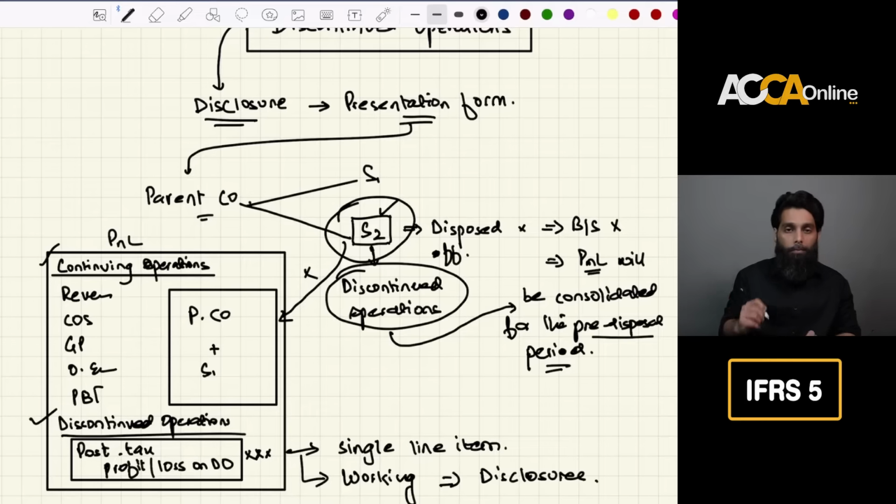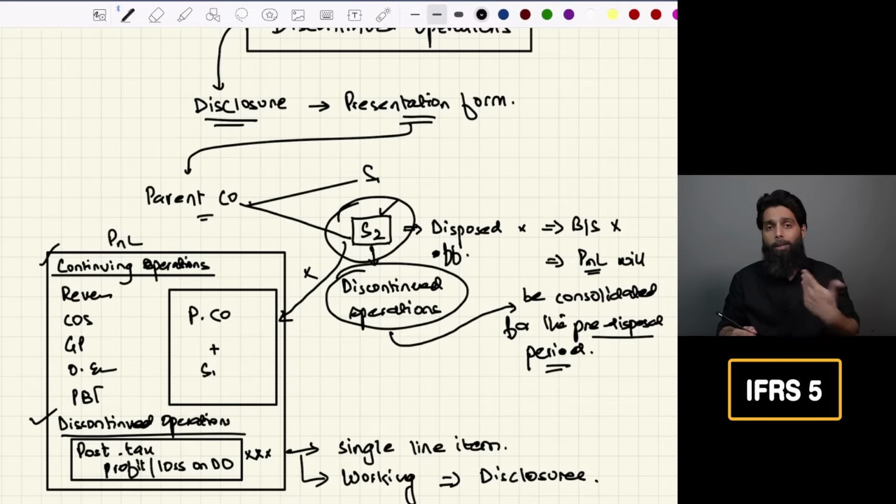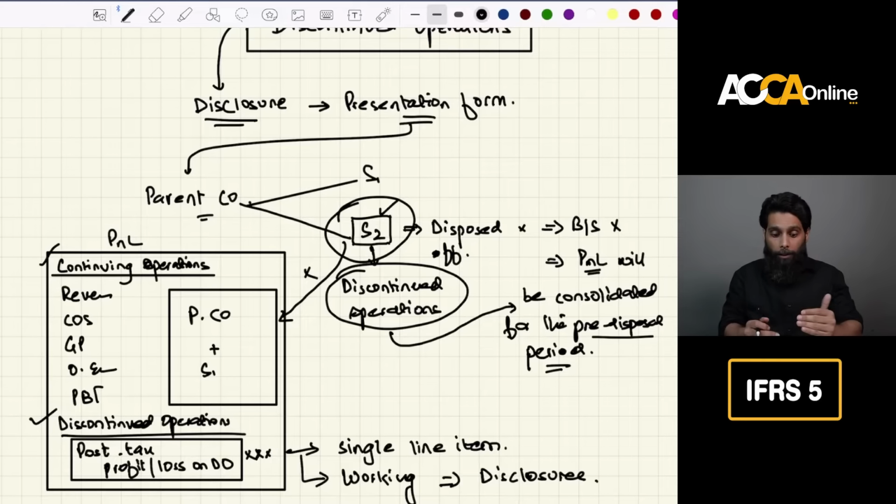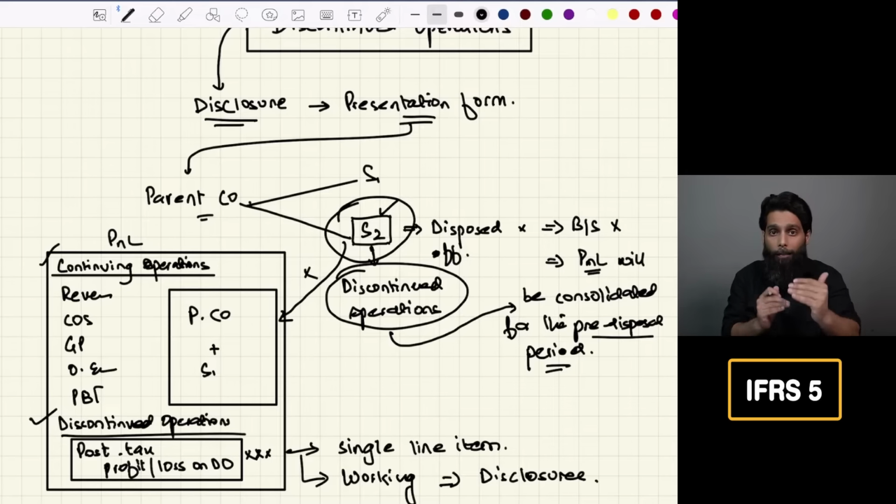published. Make sense? So what I'm trying to teach you is that in the case of consolidation, if your examiner provides you a subsidiary which is being disposed of during the year and it represents a discontinued operation, the formatting of your consolidated P&L changes. The formatting of your consolidated P&L changes.